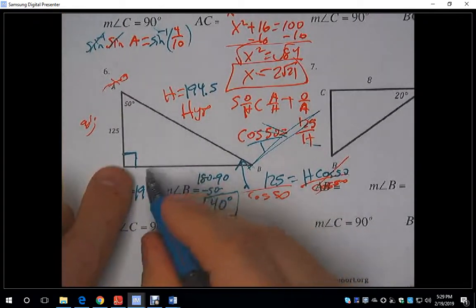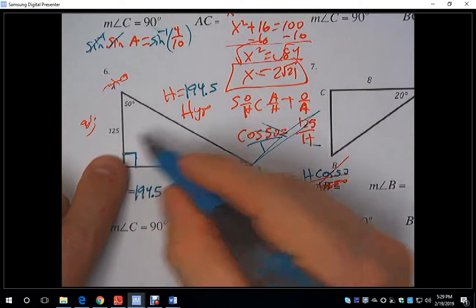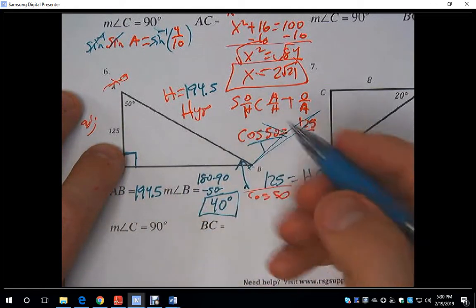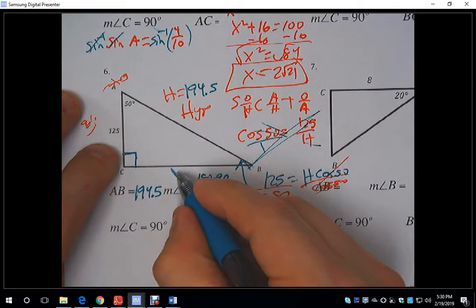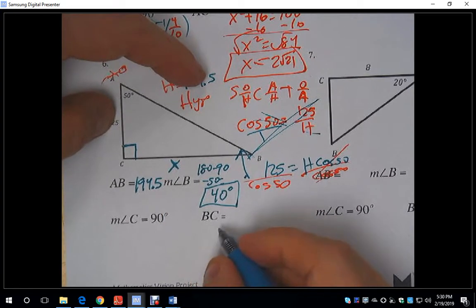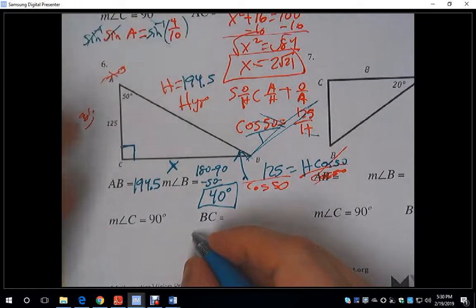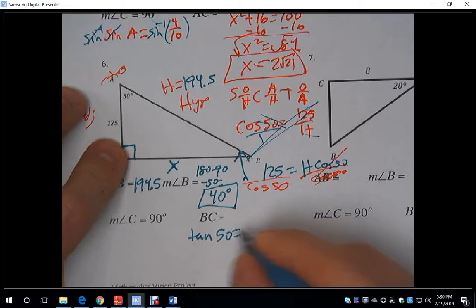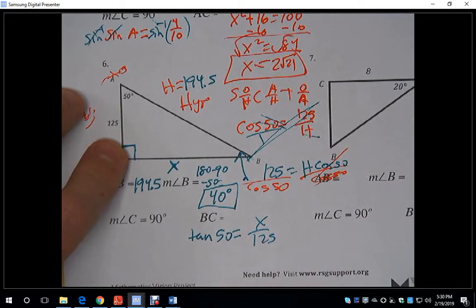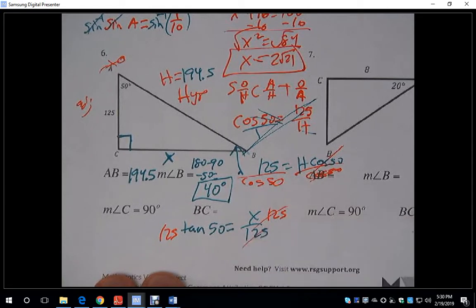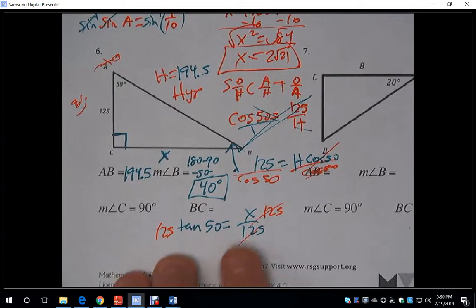Then we're missing this last side here. Because I have two sides now, I can use the Pythagorean Theorem, or I can use one of the trigonometric ratios. I'm going to use a trigonometric ratio. How about using tangent? Tangent of 50 degrees equals, tangent is opposite over adjacent, so that would be x over 125. We multiply both sides by 125, because 125 divided by 125 gives me 1 on the right side. 1 times x is just x.